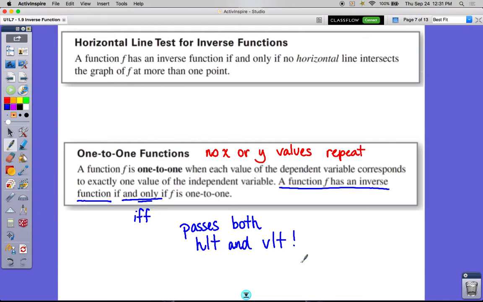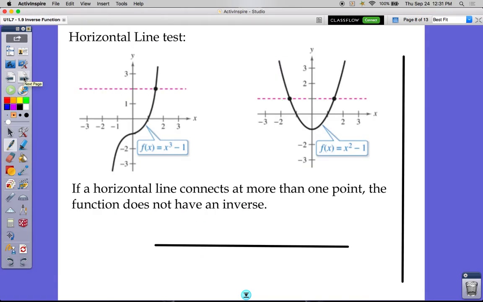I mean, the function itself, we know. The function passes the vertical line test, that's fine. But it might not have an inverse. That's where the horizontal line test comes in. So let's take a look.